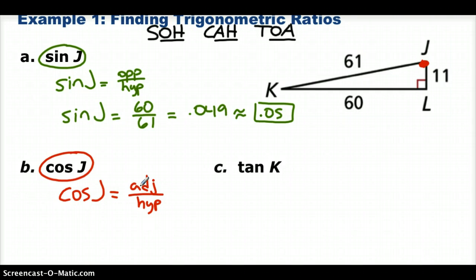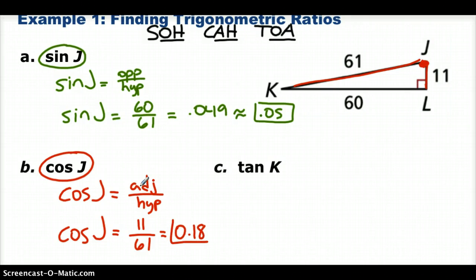The adjacent leg to J is the one that's connected to it, which is 11. So the cosine of J is equal to 11 over the hypotenuse, which is still 61. We take 11 divided by 61, and we end up getting about 0.18. So that's the cosine of J. Again, it's just like a ratio.